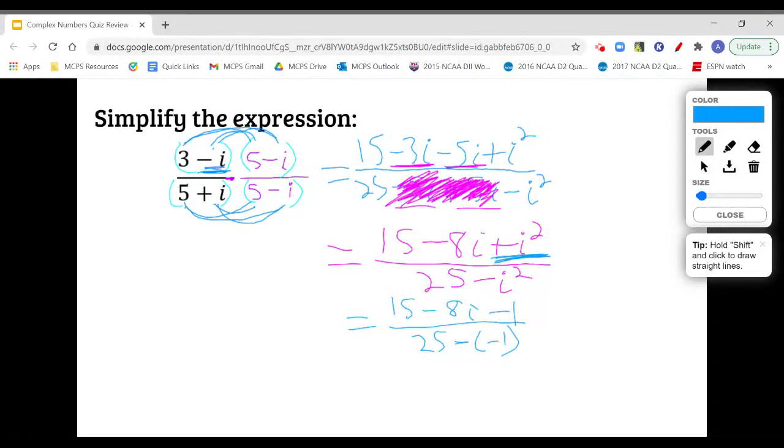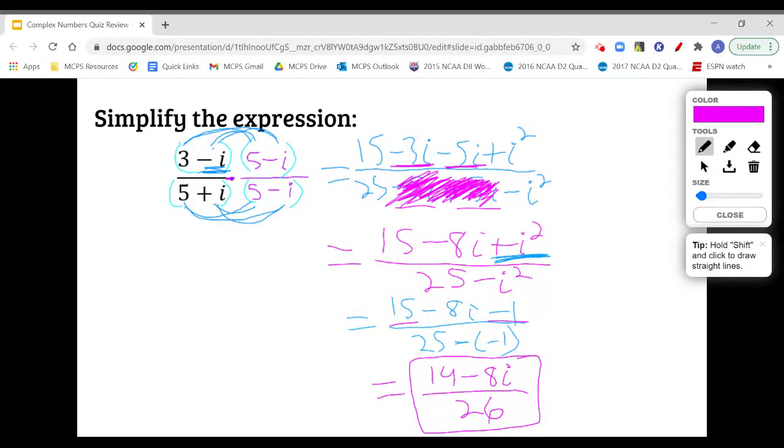Okay. But yeah, now we're in the last step of this entire review lesson. We can combine 15 and negative 1 because those are both constants. 15 minus 1 is 14, and it leaves the negative 8I there because it's not combined with anything. 15 minus negative 1 is 16 because minus a negative is the same as a positive. And my answer to this very last problem is 14 minus 8I over 26. And that is now simplified, and our video is now done.